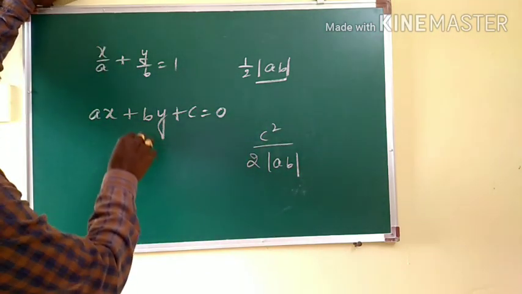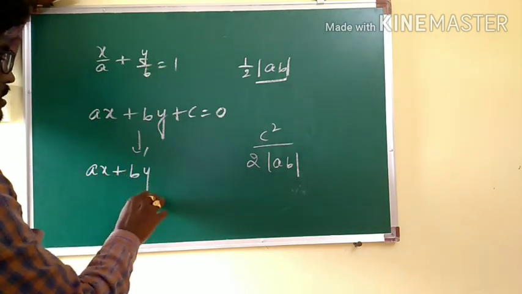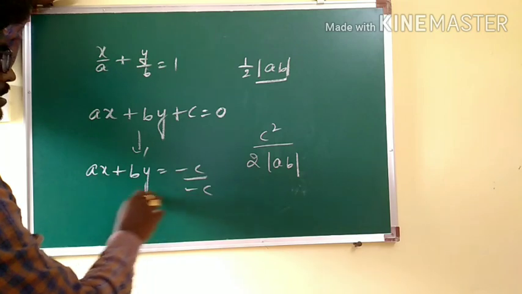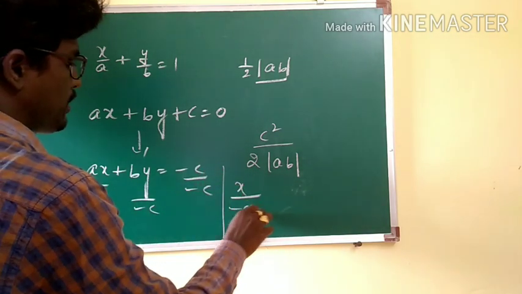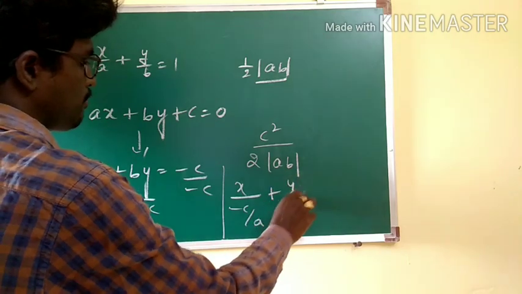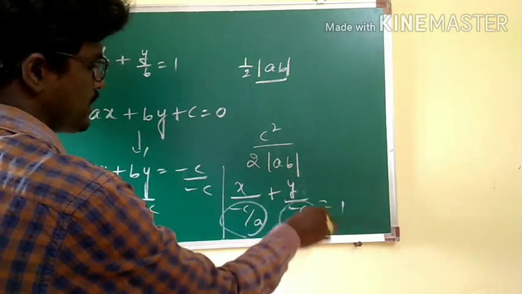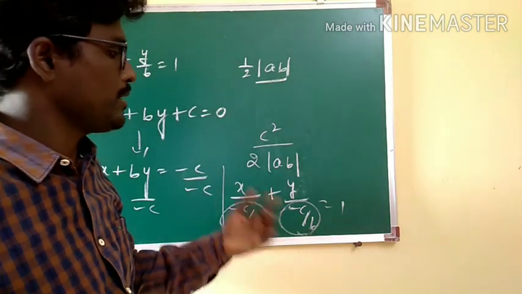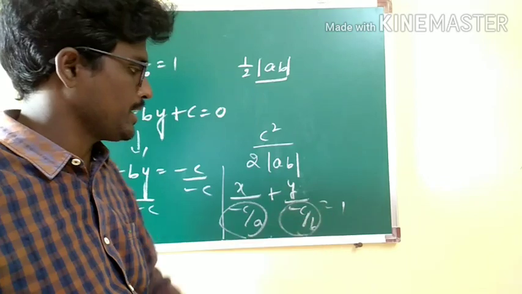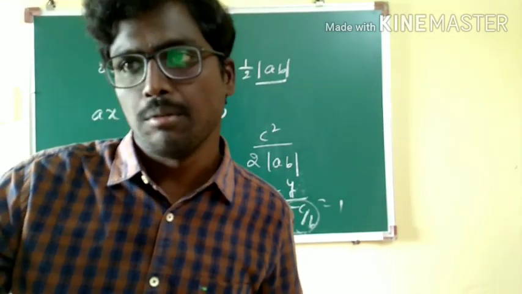It's very simple. This line, if you convert into the form of this, what will you get? You will divide by minus c, so that we get x by (minus c by a) plus y by (minus c by b) is equal to 1. The coordinates are (minus c by a, 0) and (0, minus c by b). Means if you use the half AB formula, you will get c square by 2 mod AB. Very important result. It is better to remember.